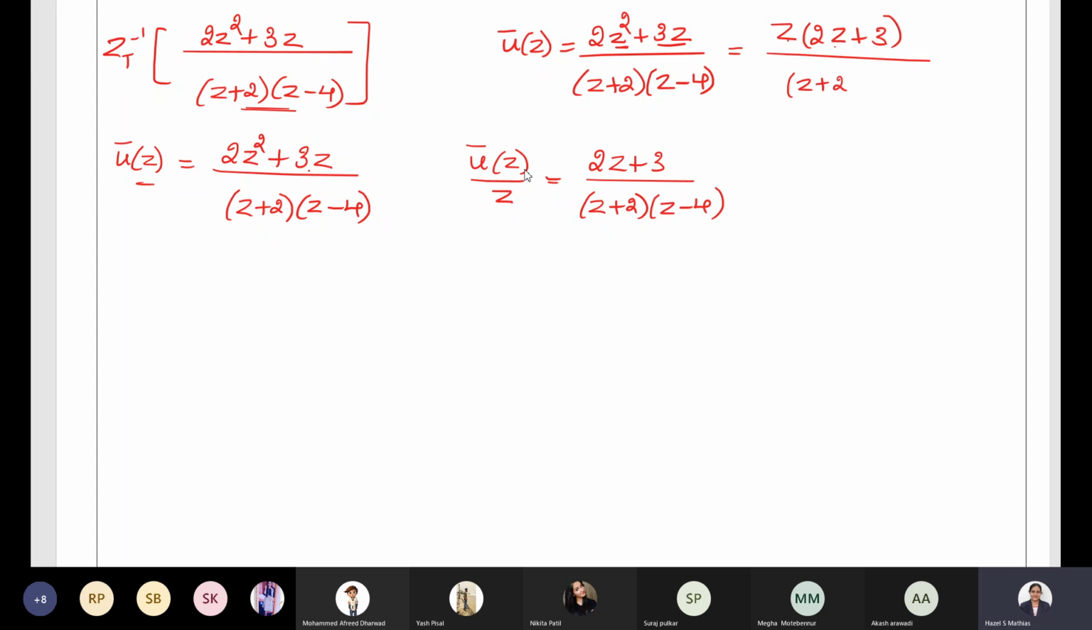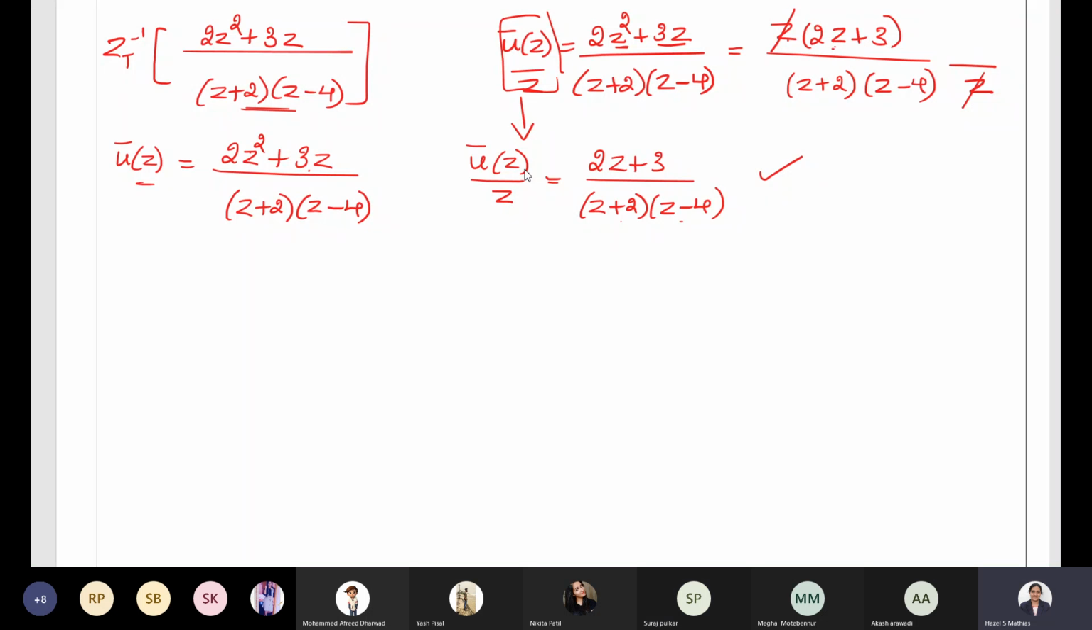So it is z plus 2 into z minus 4 in the denominator. Next step is divide by z on both sides. So here also divide by z. So it will be u bar of z by z. But when you have divided by z, this z and z get cancelled. So 2z plus 3 divided by z plus 2 into z minus 4 remains. Is it okay now? Yes, ma'am.